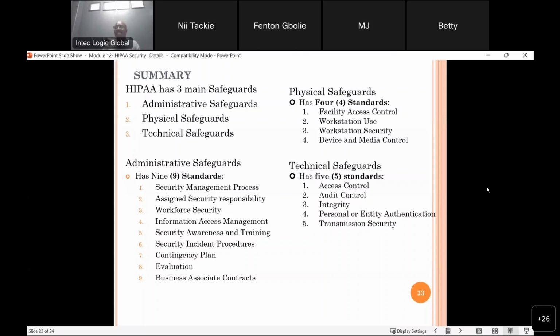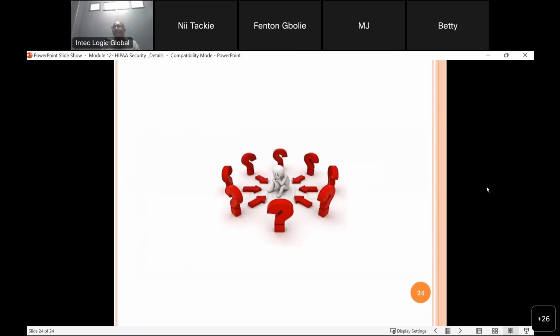So HIPAA security, that is it for today. The next move we're going to do is, now we've learned about all the safeguards. We've learned about the standards. We've learned about the implementation requirements. How do you perform this HIPAA security assessment within the healthcare environment? How is it done? You're working as a security analyst. What should you do? You have been employed as a HIPAA security officer. How do you perform the security assessment?